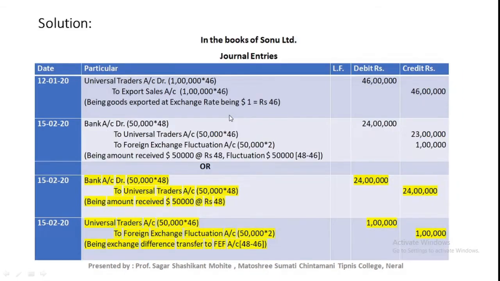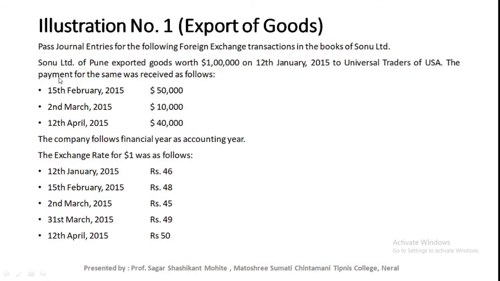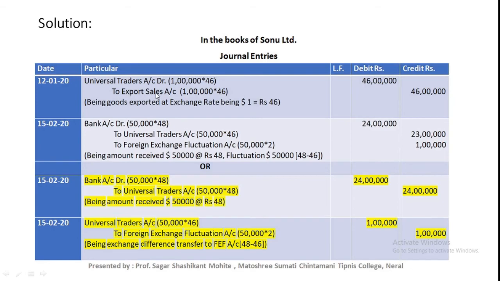So let's see. The first transaction was that Sonu Limited exported the goods, that means sold the goods to Universal Trader of USA for $1 lakh. The rate of exchange on that date was rupees 46. So we can pass the journal entry for goods exported. That's why, on credit basis, Universal Trader of USA account debit to export sale account.